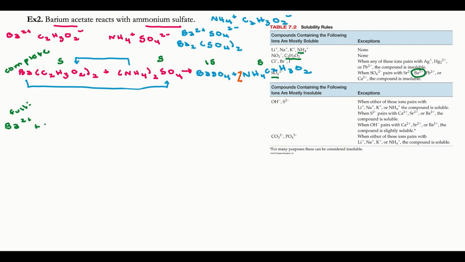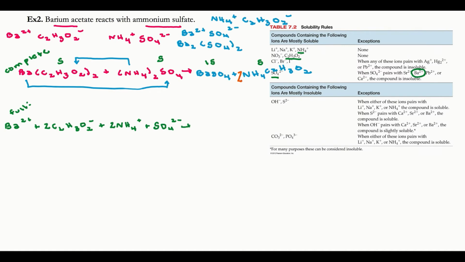I've got 2 acetates, and they have a 1- charge, or just minus charge. Okay. Ammonium sulfate is also going to break apart because it is soluble. I've got 2 ammoniums here, 2 NH4+. I've got 1 sulfate, so just an SO4 2-. Those are my reactants all broken up nicely.